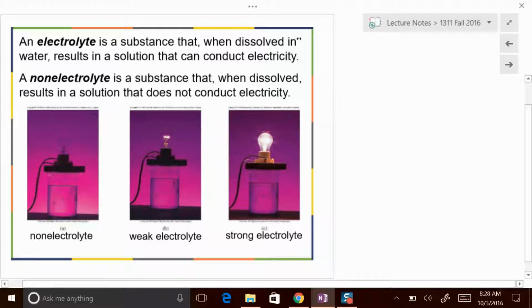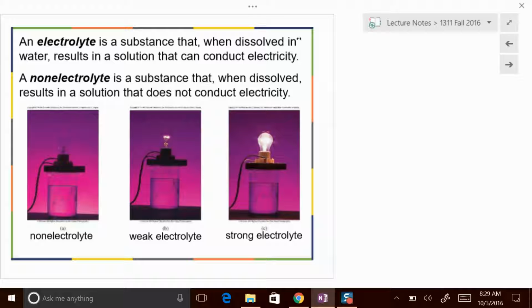Okay, electrolytes. Electrolytes are the things that conduct electricity in a solution. So if it's capable of producing an electrical charge, then it's an electrolyte. Non-electrolytes are substances that, when dissolved in water, don't conduct electricity. So let's figure out, well, what are those things? Well, if something is ionic and it dissolves in water, it will conduct electricity because it breaks apart into its ions in solution.